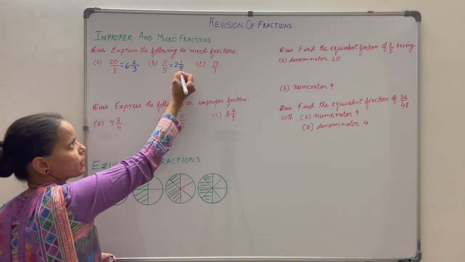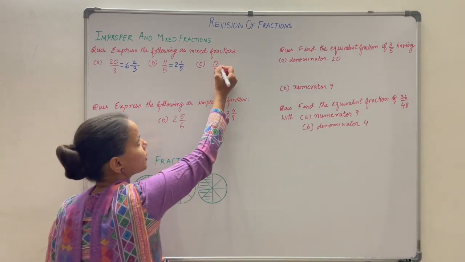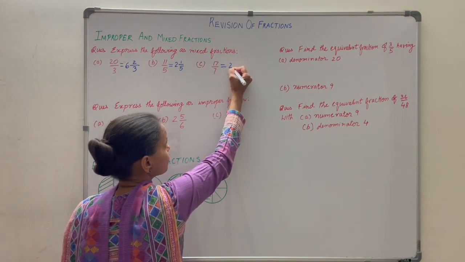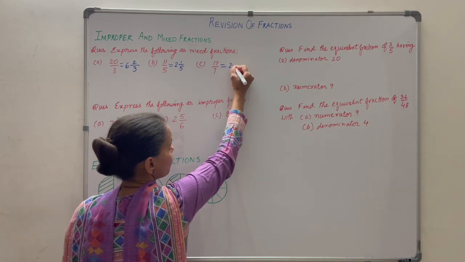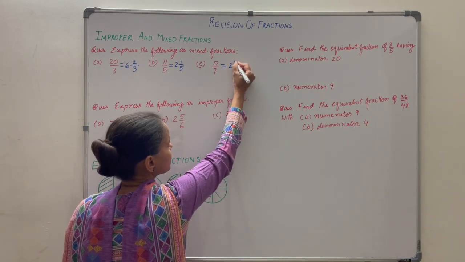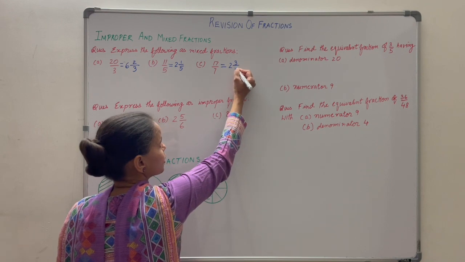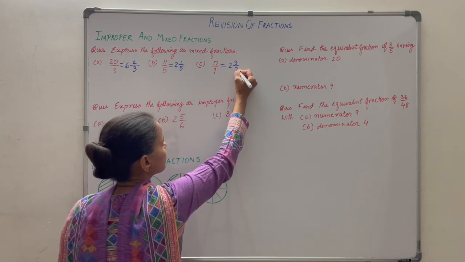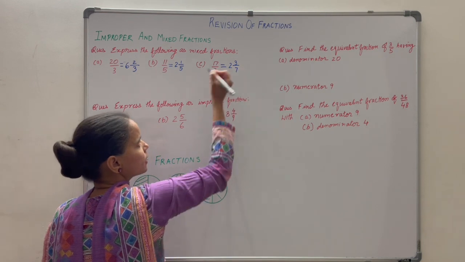Here when you divide 17 by 7, you get the quotient as 2, which is written as whole, and the remainder is 3. So you write 3 in the numerator and the divisor is 7, which you write here in the denominator.